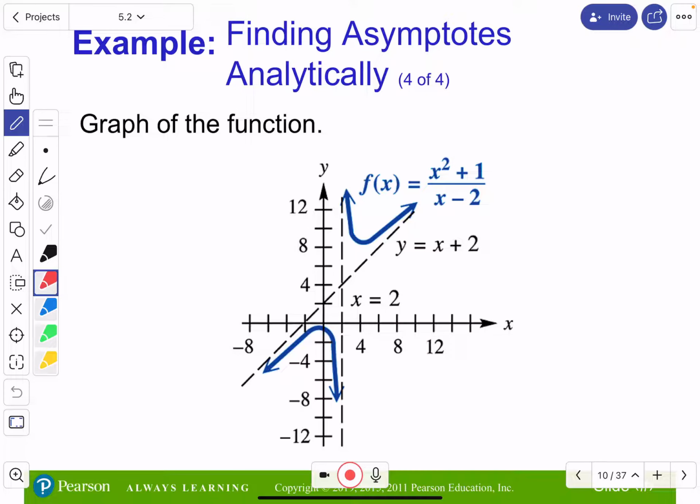If we were to graph this, we graph the asymptotes. And then once we test some areas, we're able to figure out where the curve goes. The calculator will also do that for you.